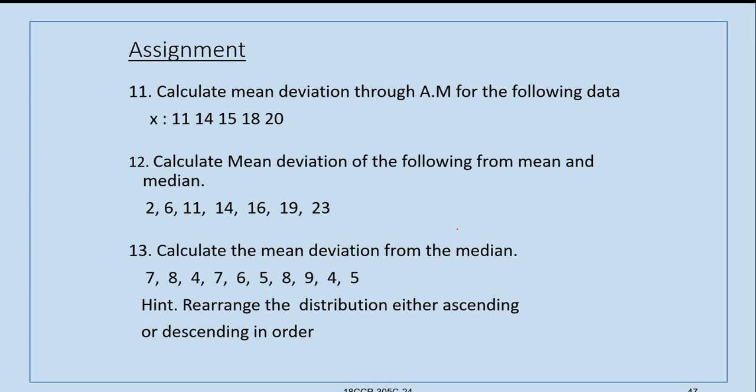In the mean deviation, we will take the frequency and all the values of the X series, and we will calculate the average deviation, which is also called mean deviation. We can calculate mean deviation by using arithmetic mean, by using median, and by using mode. All these three can be used.